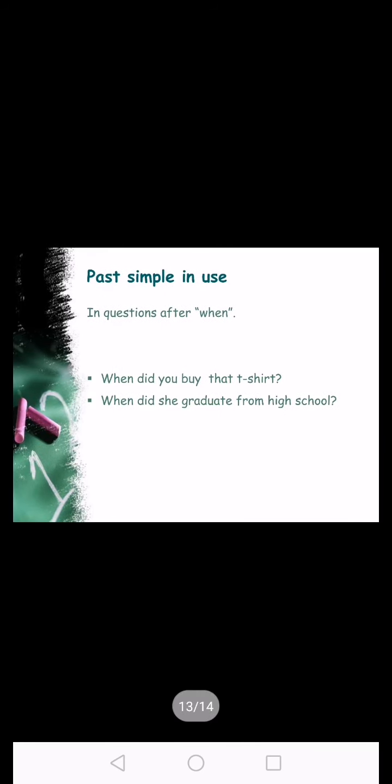Past simple in use. In questions after when. Examples: when did you buy that t-shirt? When did she graduate from high school?